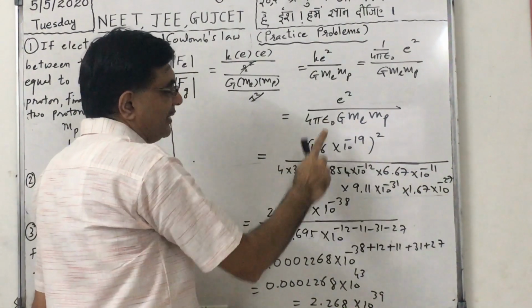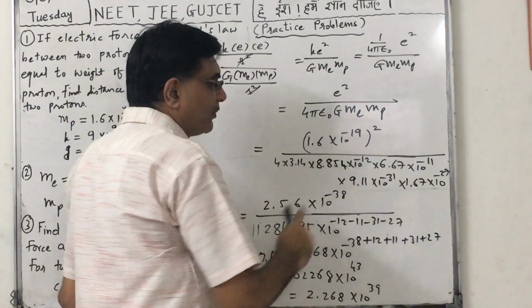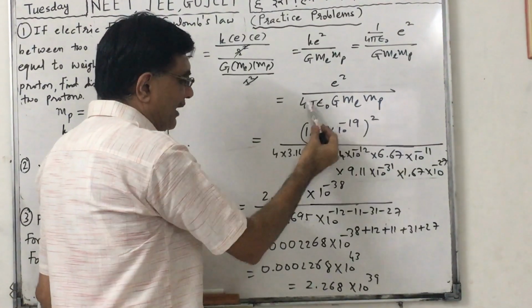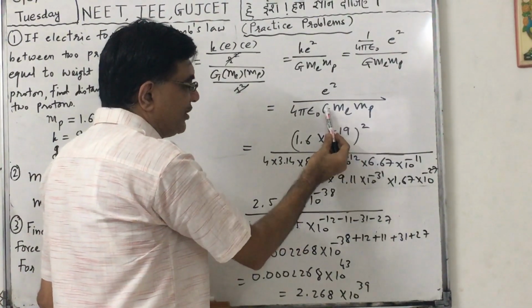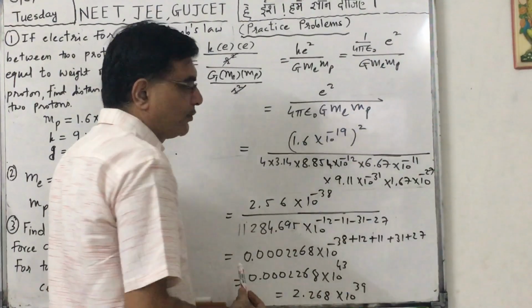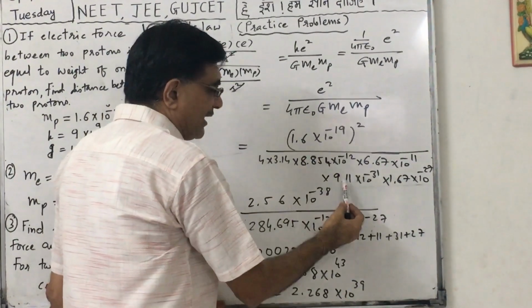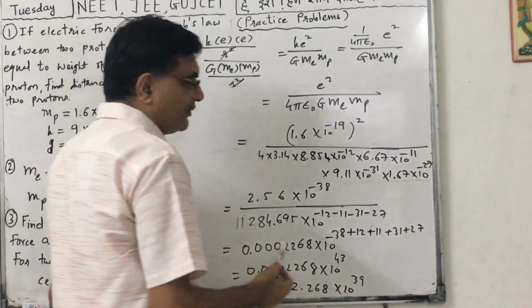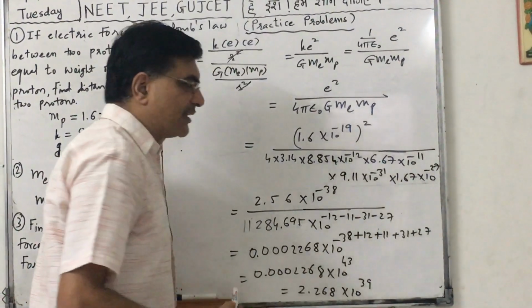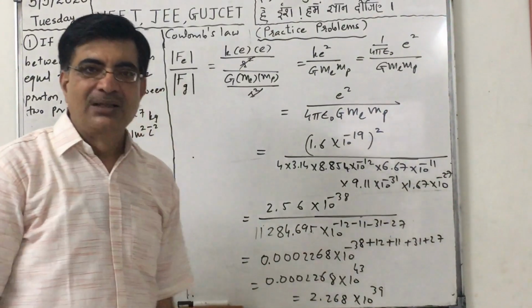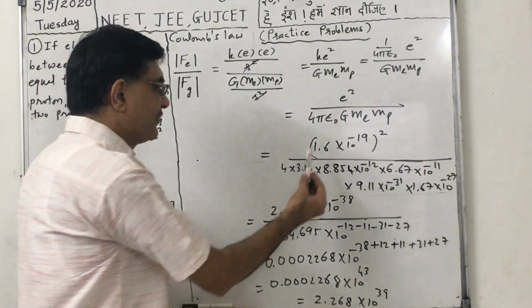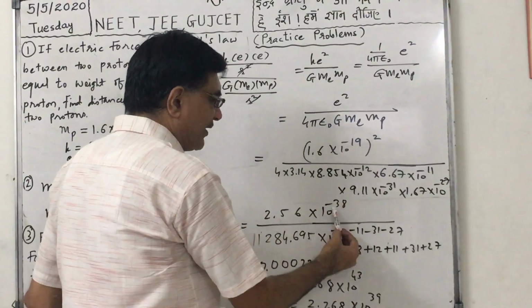So e square is (1.6 into 10 raised to minus 19) square. 4 pi is 4 into 3.14, then 8.854 into 10 raised to minus 12. G is 6.67 into 10 raised to minus 11. Me is 9.11 into 10 raised to minus 31. And mass of proton is 1.67 into 10 raised to minus 27. This data is given in your textbook. So the numerator will be 2.56 into 10 raised to minus 38.